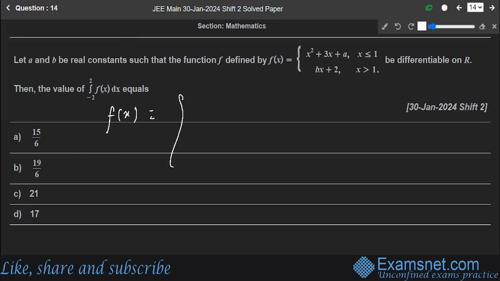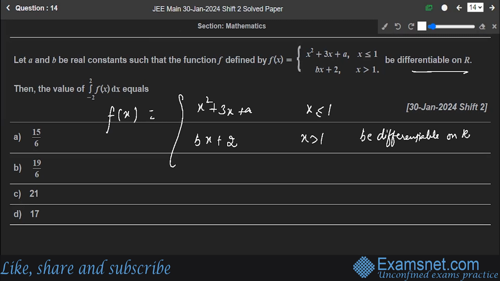f(x) is equal to x squared + 3x + a for x less than or equal to 1, and bx + 2 for x greater than 1. This is to be differentiable on R. So that means if this is differentiable, f(x) is continuous at x equal to 1. What is f(1)?